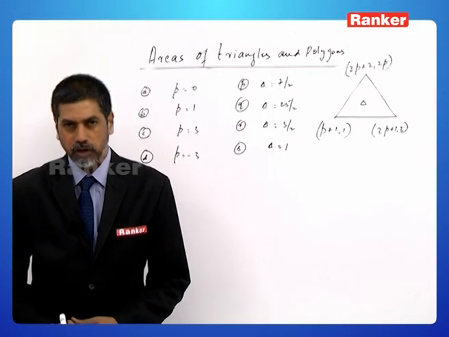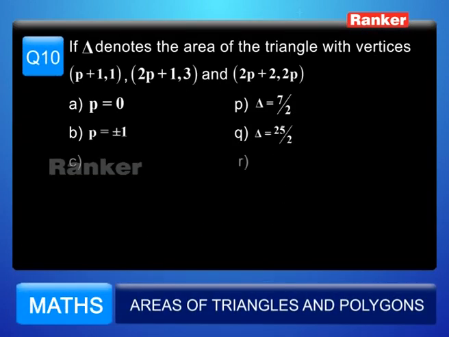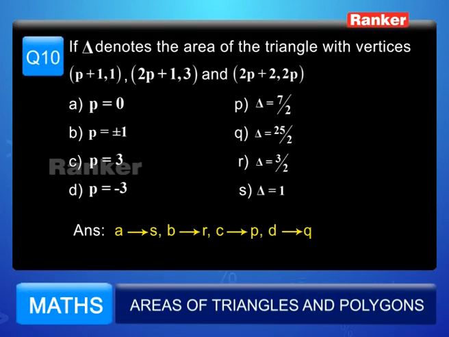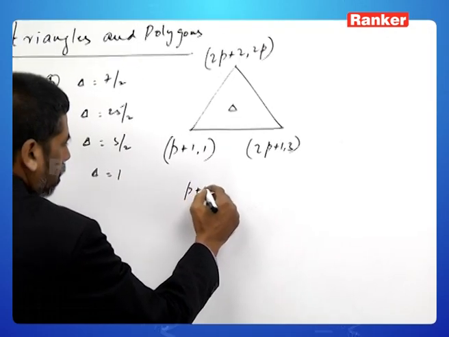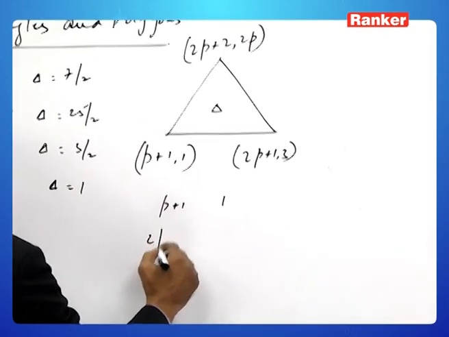This is a problem based on area of a triangle under the match concept. So for different p values, what are the corresponding delta values, where delta is area? So we'll first find out the generalized area and then do the matching. So let's write down the usual way.